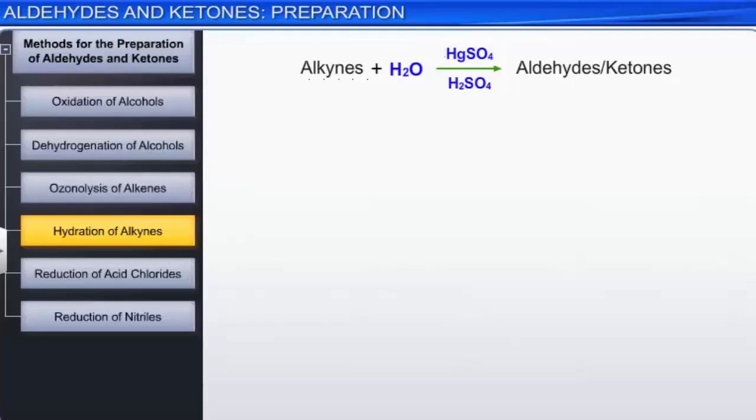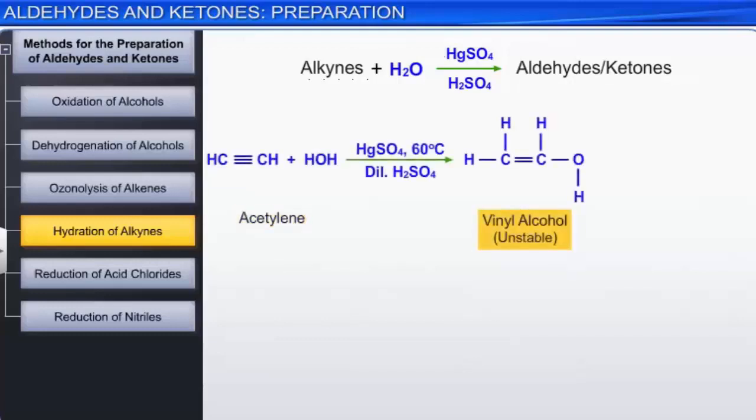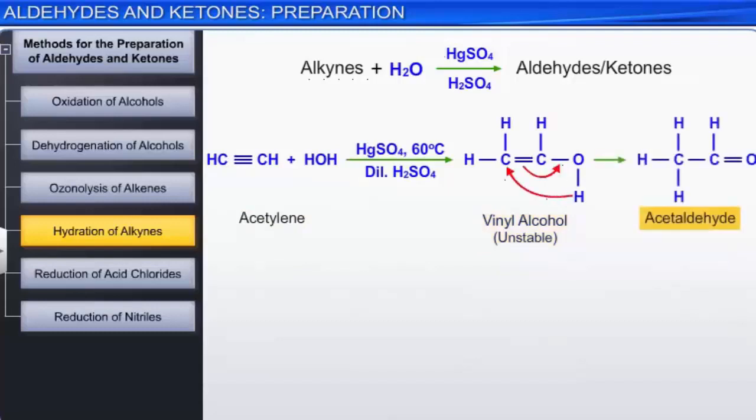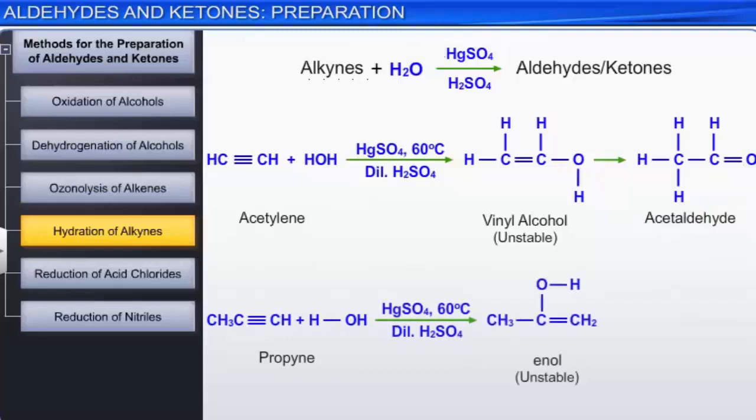For example, acetylene on hydration gives unstable vinyl alcohol, which tautomerizes to form the acetaldehyde. All other alkynes yield ketones in similar manner. For example, propyne gives acetone on hydration.